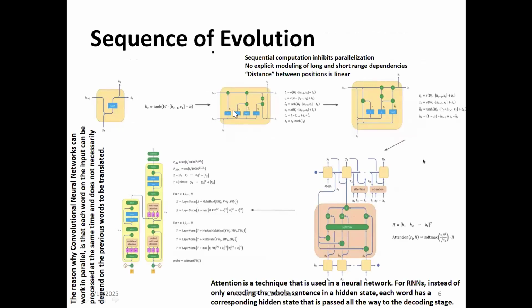So later came the LSTM model, long short term memory. Here also you can see only the sequential computation inhibits parallelism. There is no explicit modeling of long and short range dependencies. The distance between positions also seems to be linear. So because of this limitation, next the GRU model is there, the gated recurrent unit model. Here, with this gated model, again we find some difficulties in handling parallel data.